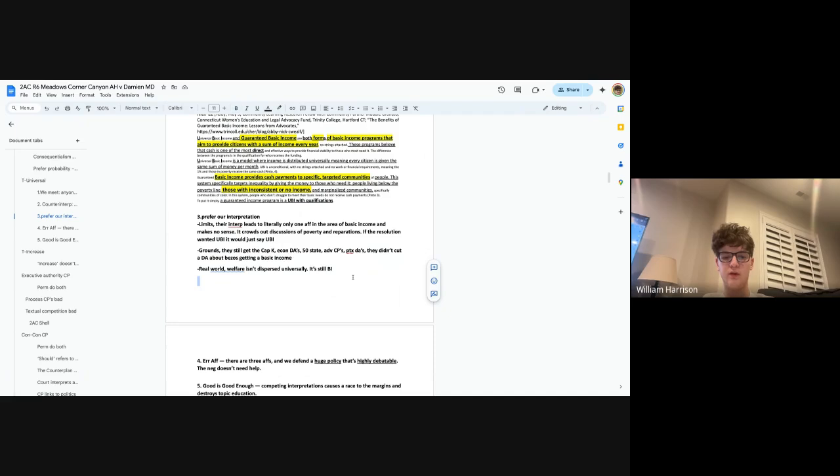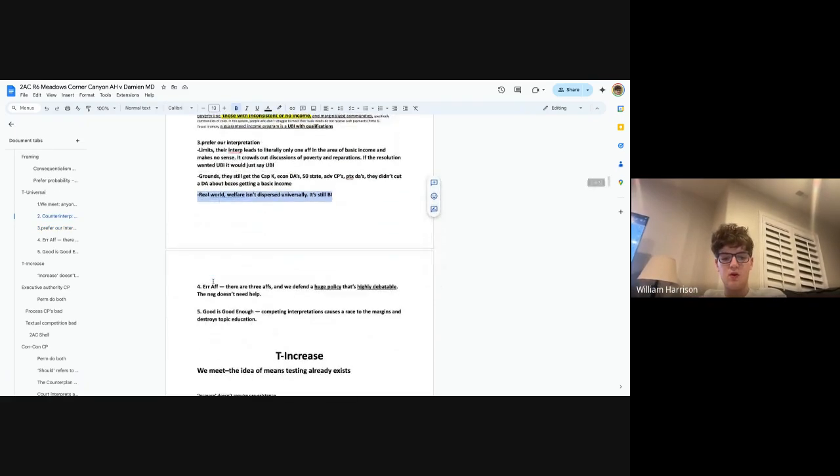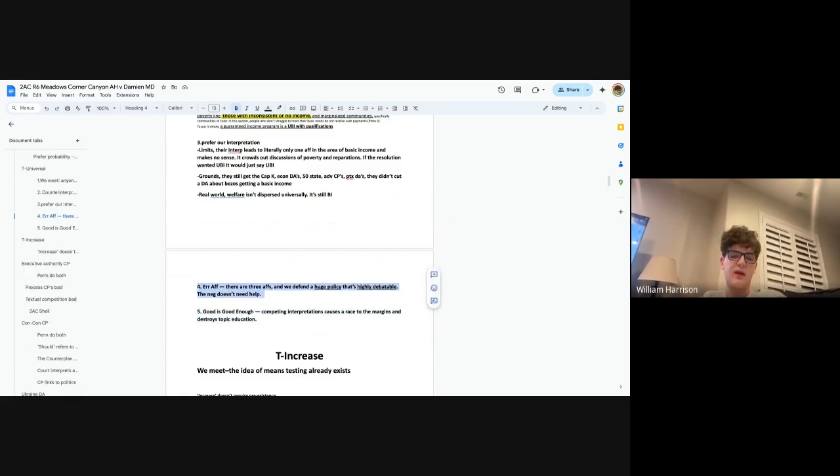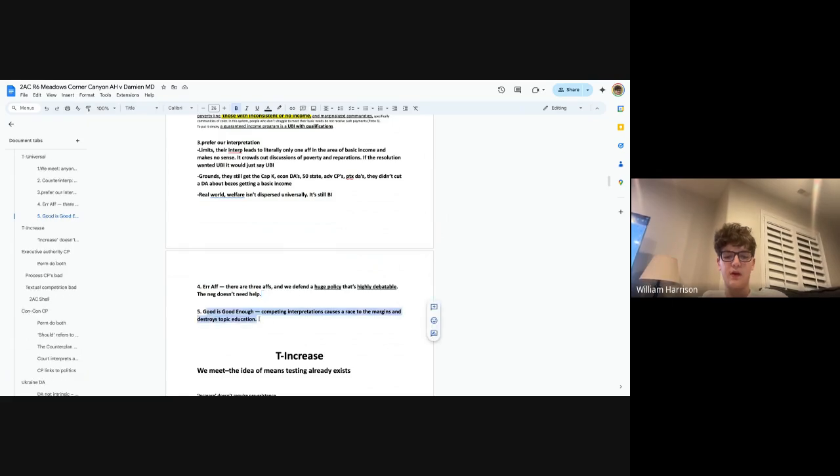Here's a little predictability real world argument. In the real world, welfare isn't dispersed universally, so it functions like our AFF does. That's a lit checks argument that there's plenty of research out there. Four is kind of a straddles the line between standards and reasonability. It's saying error AFF. There are 3 AFFs and we defend a huge policy that's highly debatable. The neg doesn't need any help. Five, we say good is good enough.